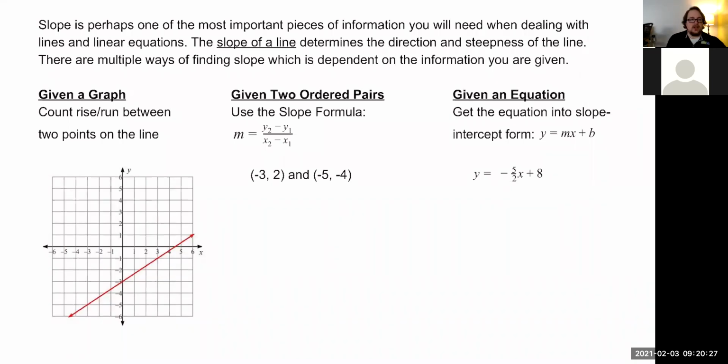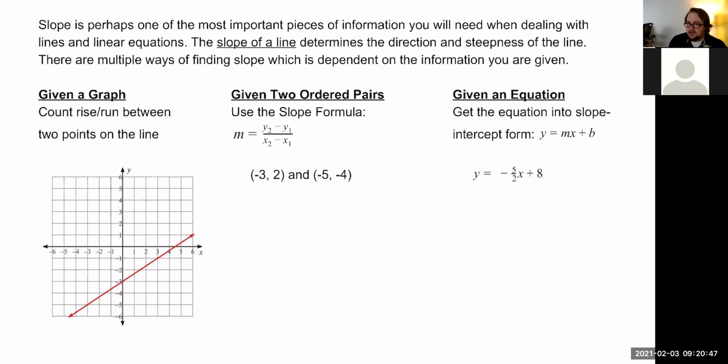All right. So slope is, like I said, probably one of the most important things when you're describing linear equations, when you're dealing with graphing lines. And because of its importance, there's actually a variety of ways that you can either find it or identify it, depending on the information that you're given.